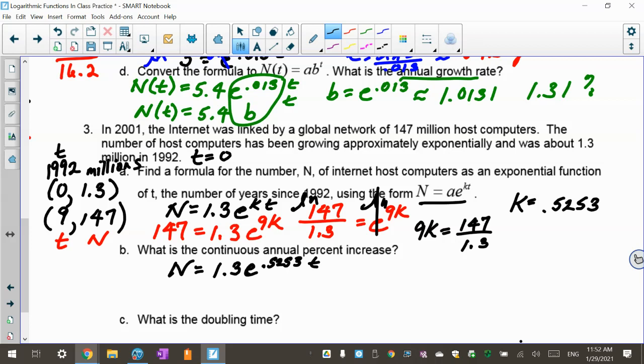Now they want to know, what is the continuous annual percent increase? So they're looking at that. I just take it and move my decimal place. It's growing up 52.53% continuously growing.